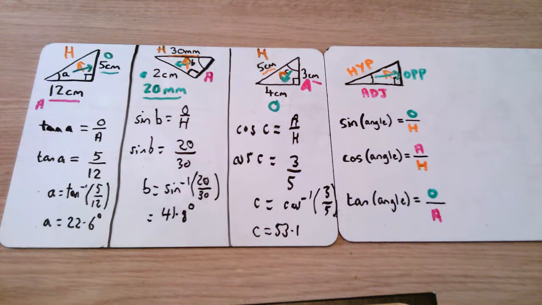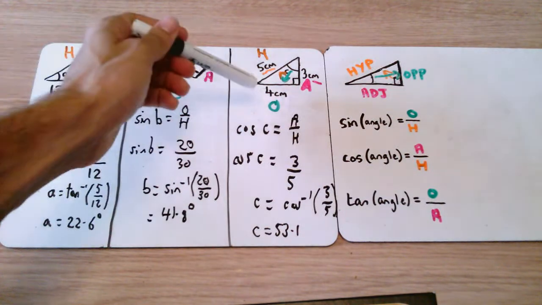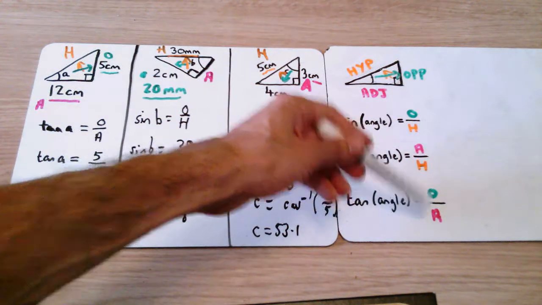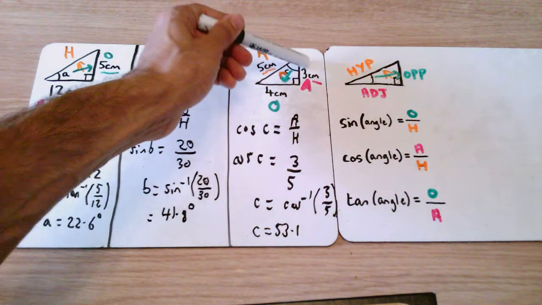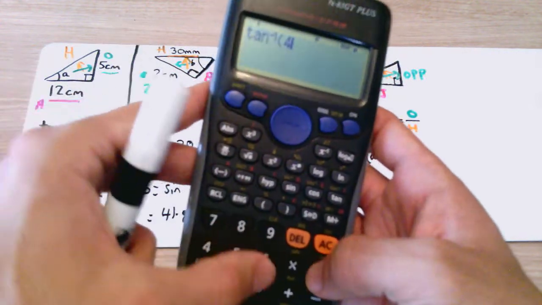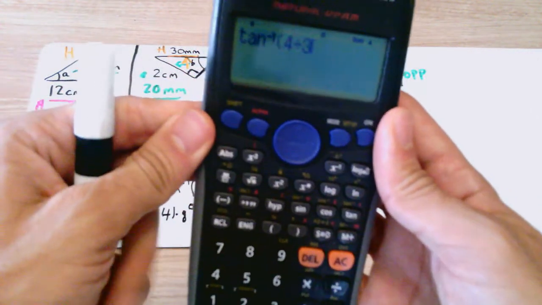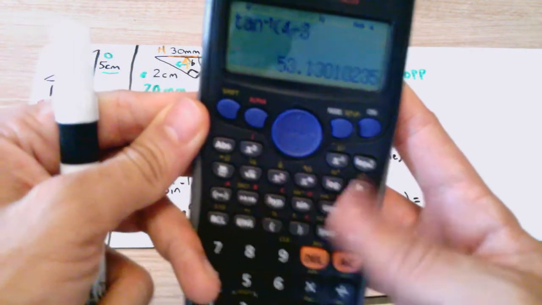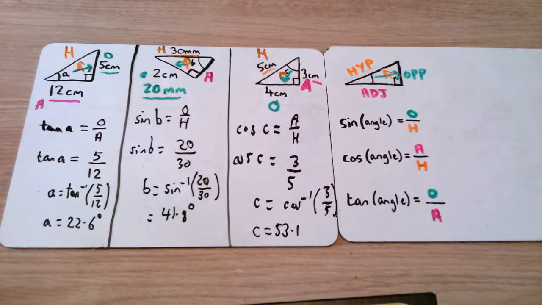Now, if you don't believe me, you could try a different identity. You could use tan. Tan is the opposite divided by the adjacent, which is 4 divided by 3. If we do shift tan 4 divided by 3, so using a different identity, we would have gotten the same thing, 53.1. So it does not matter which identity we are using here, they will all give you the same result. I hope that's made sense. If it hasn't, please comment below or let me know.